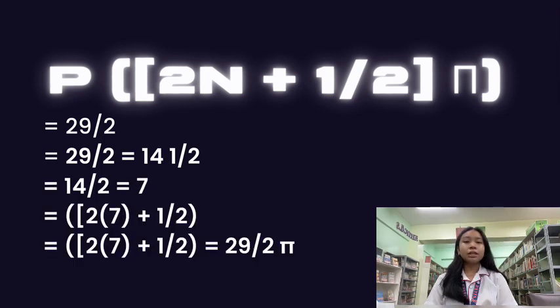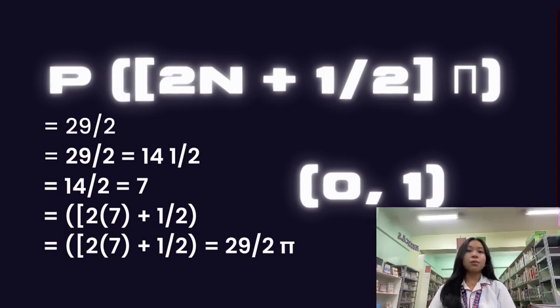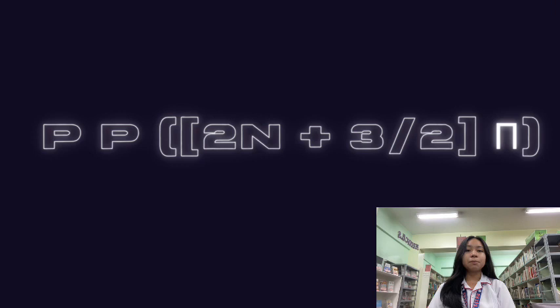So 14 divided by 2 is 7. So let us simply put 7 in the equation and it will become 2 multiplied by 7, and then let's add the 1/2, times pi, and it gives us a value of 29 over 2 pi. With this, we can conclude that it corresponds to the point (1, 0). Let us now move on to our last equation, which is p(2n plus 3/2)π equals (0, -1).